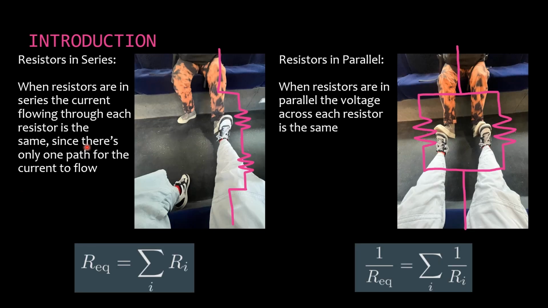Now, we also have resistors in series and resistors in parallel. When resistors are in series, the current flowing through each resistor is the same since there's only one path for the current to flow. It is represented by this formula right down here. We just sum up all the resistances. And as you can see in this little picture, this demonstrates how resistors in series would look.